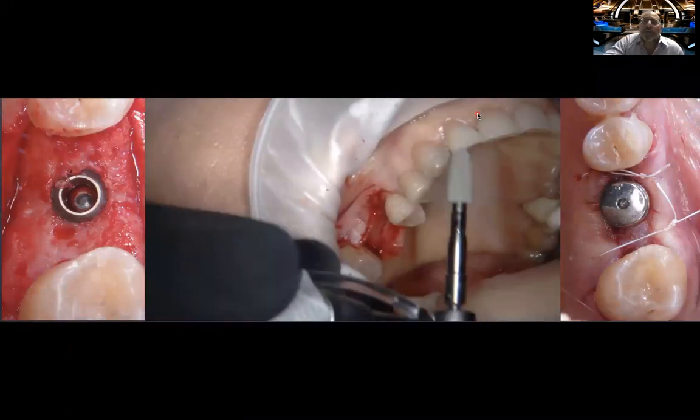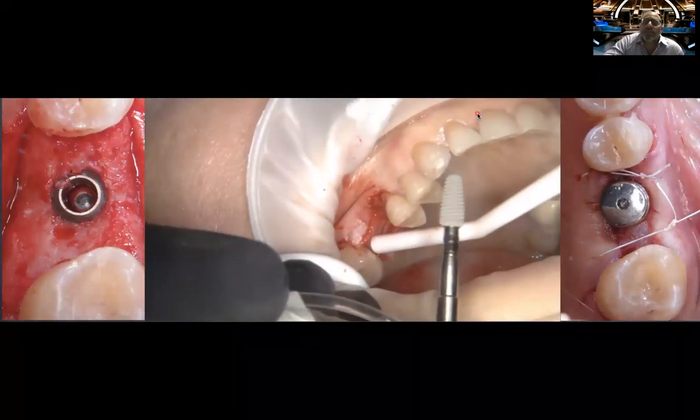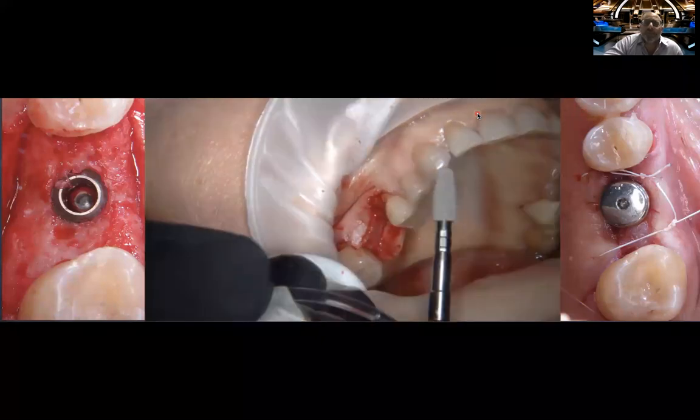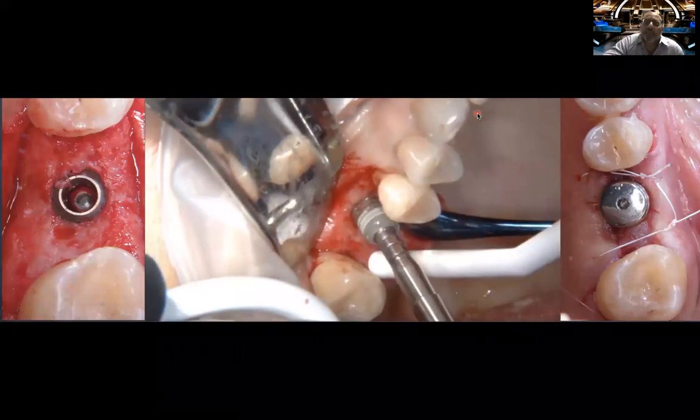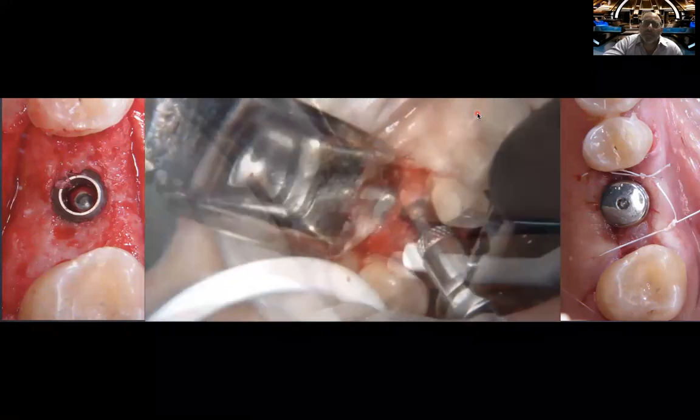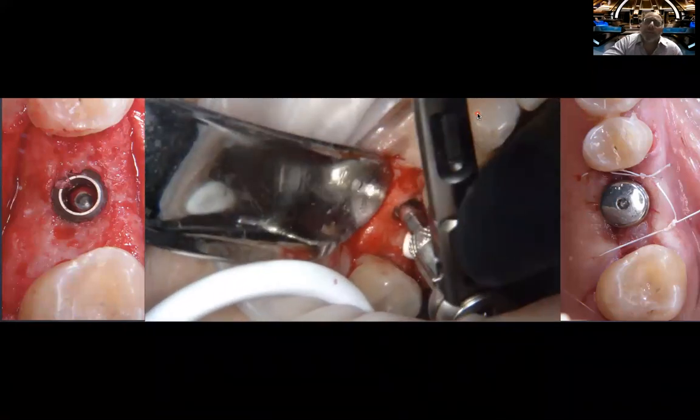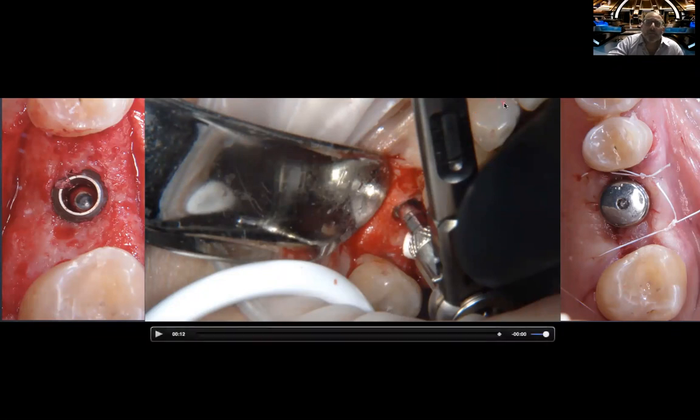Then here we are placing our implant simultaneously, and this can be done in a two-stage approach. However, I very much like trying to get an implant in. If I can minimize the amount of surgeries, I like to get the implant in, and then the implant also gives us the ability to tent the sinus membrane at the same time. So we don't have to rely on putting too much bone.